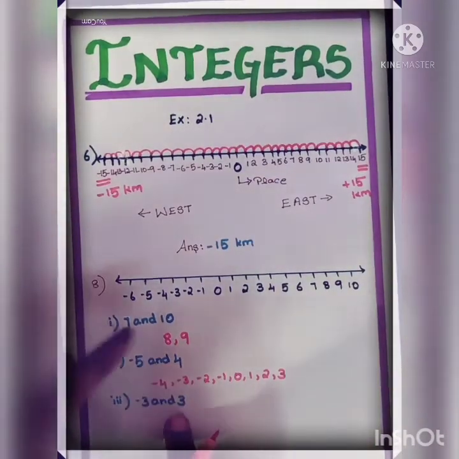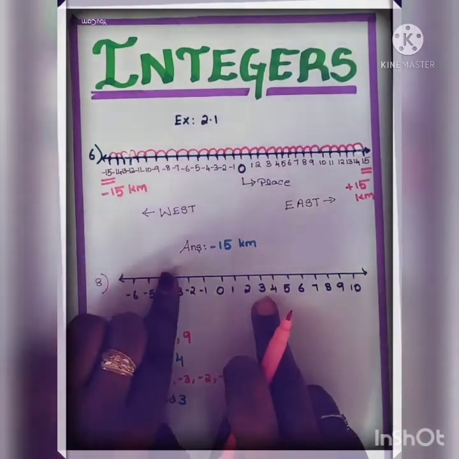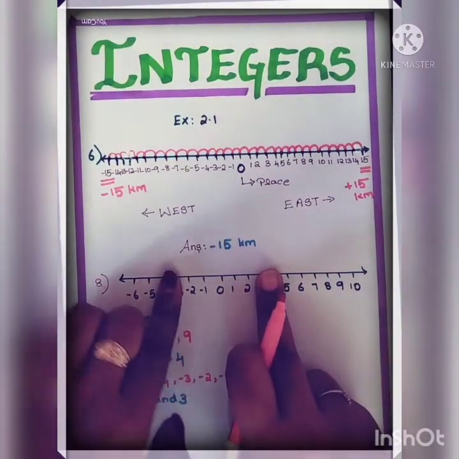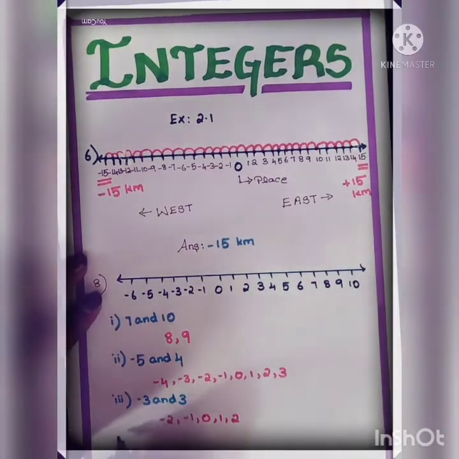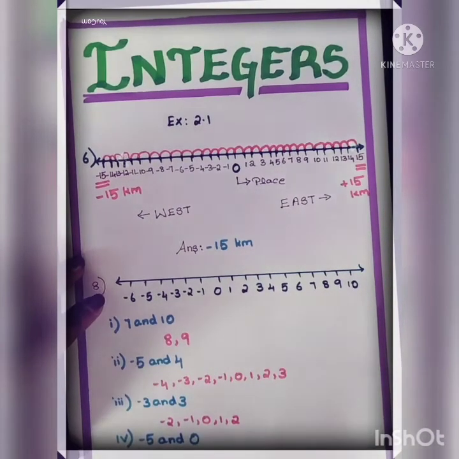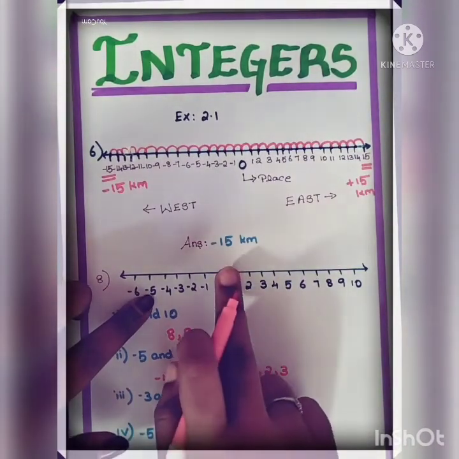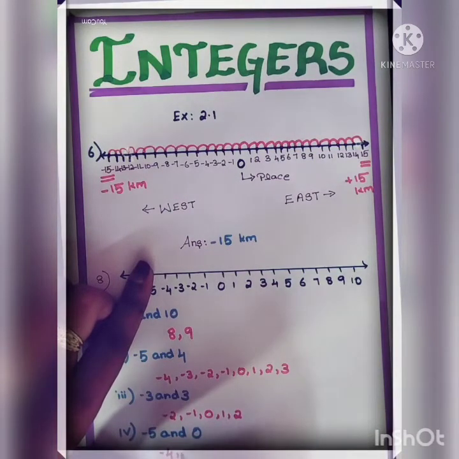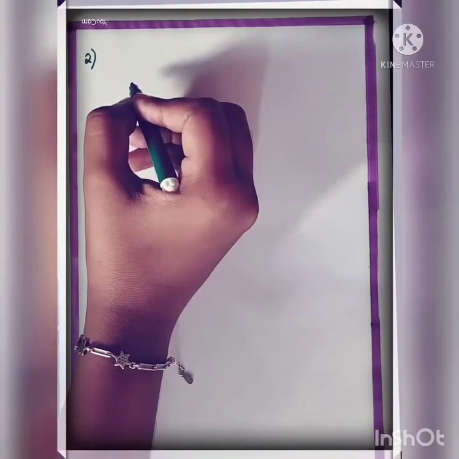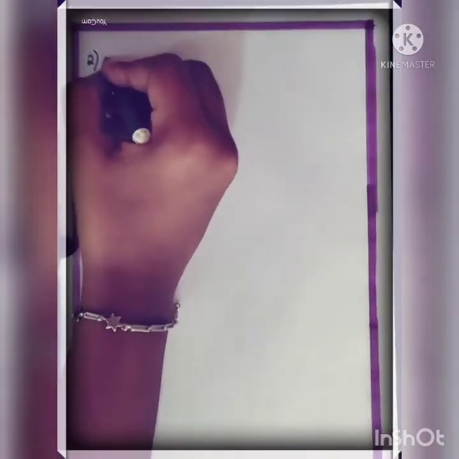The next subdivision, we have to find the integers between minus 3 and 3. So between minus 3 and 3 we have 5 integers, that is minus 2, minus 1, 0, 1 and 2. The fourth subdivision is, we are asked to find the integers between minus 5 and 0. Minus 5 is to the left side of 0. So between minus 5 and 0 we have 4 integers, that is minus 4, minus 3, minus 2 and minus 1. Now let us move to the second question of exercise 2.2.